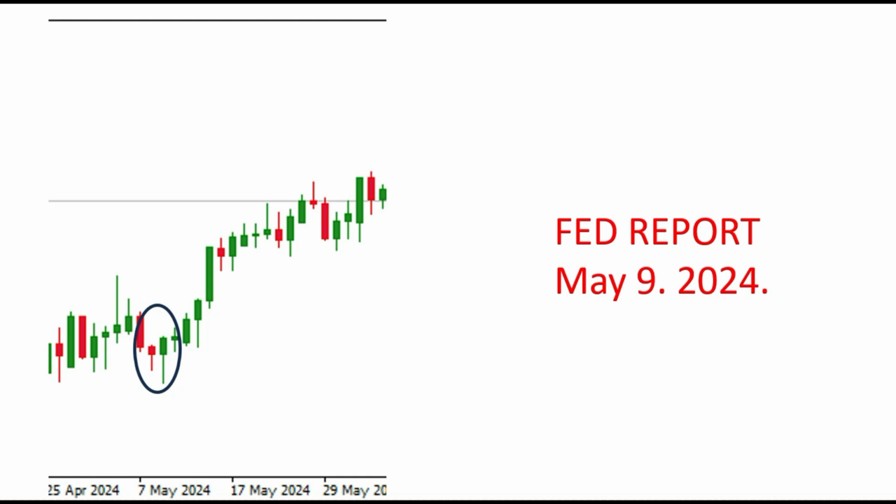We had a Fed report on May 9, 2024. Look at the chart. You can see the bullish engulfing green candle after the red one, and after that, for several days, the whole of May was bullish, and you could catch hundreds of pips of profit. But what is very important is the fundamentals.